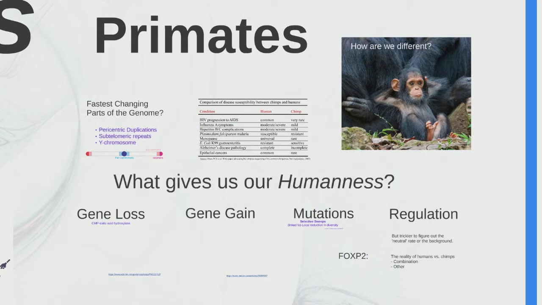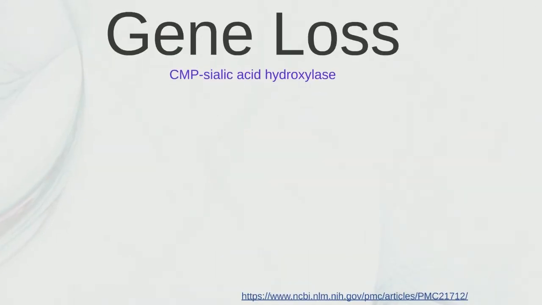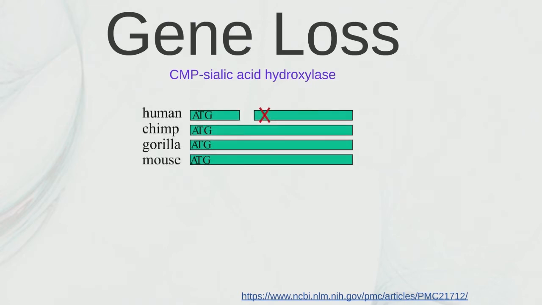And sorry, I should have said that the big question here is what gives us our humanness? What makes us human, and what makes apes apes? So I'll show you a few examples of each of these. They're interesting case studies. I don't think there is a smoking gun. I don't think most scientists think that there's a single gene that gives us our humanness. But there are some that seem to be more important.